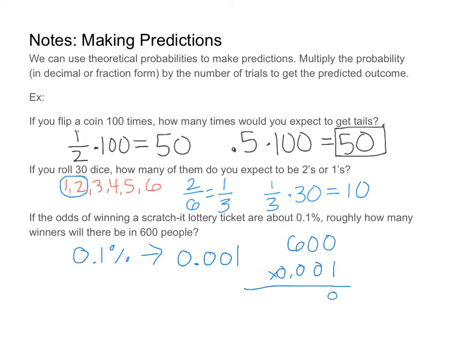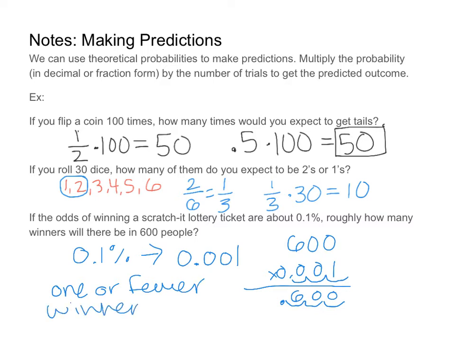So I'll get, and then I know that I'm going to need to move the decimal place 3 times. So 0.6 winners out of 600 people. So we could round that up to 1. So 1 or fewer winners, because it's 0.6 people.